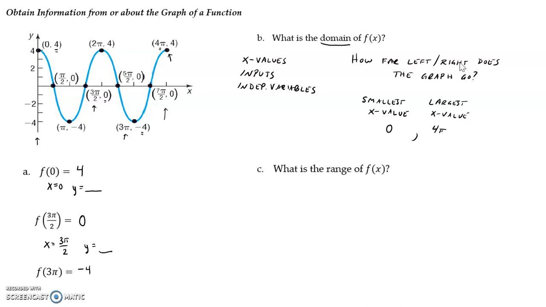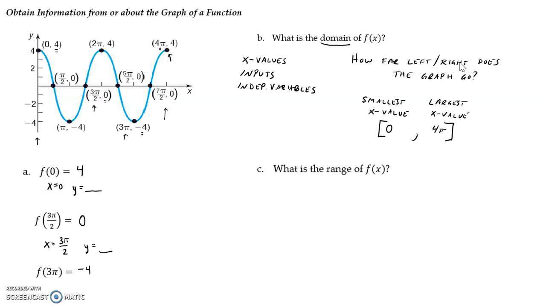So this graph goes from 0 to 4 pi, and I want to know, is the 0 and is the 4 pi included or not? And if you take a look at the graph, those are both solid dots that you see on each of those. So recall that solid dots are going to be where it's included, so we're going to use brackets on both of those pieces. So that would be our answer for our domain in interval notation.